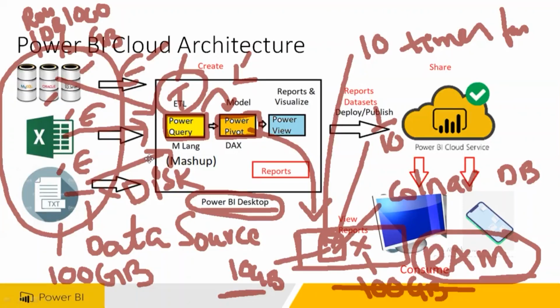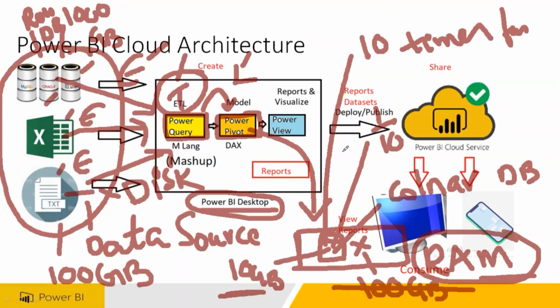So disk data is permanent data. Hard disk data is permanent data. RAM data is not permanent data. RAM data will be removed when you shut down or restart the computer, and after restarting, RAM data is not going to come again. You have to open the Power BI project. That time Power BI is again going to load the data into the RAM. Clear? But RAM is very, very precious and very, very fast when you compare it with the disk.